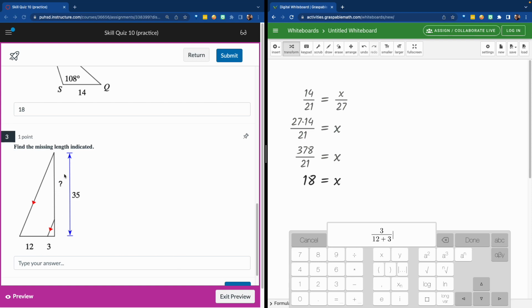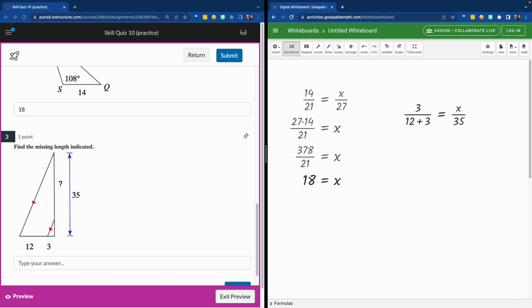I'm not going to figure out the question mark yet. I'm going to figure out this little one, and then I'll use that information to figure out what that question mark is. So we'll say that equals X over 35, because X would be the short side, or the small triangle's long side, and 35 would be the large triangle's long side. All right, so we've got our pieces. Now let's do some simplifying.